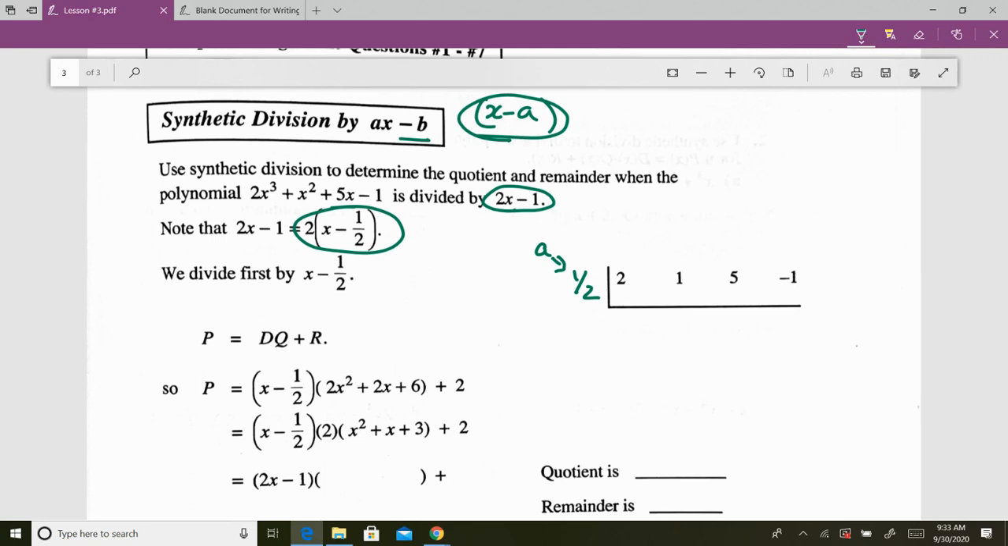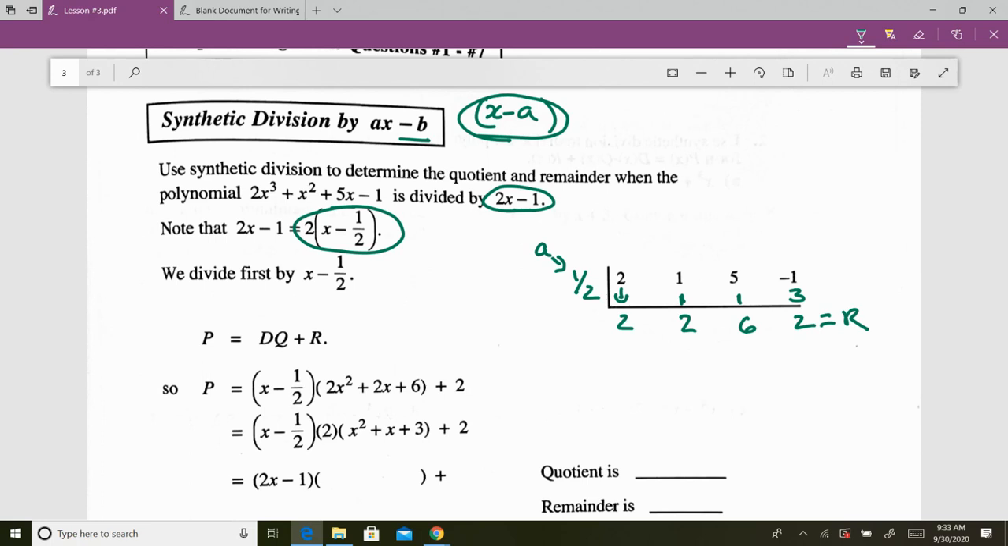And then you do the exact same thing. So drop the 2 down. What's a half times 2? 1. Add them again. Half times 2, 1. 5 and 1 is 6. What's half of 6? I like the hand signals. Negative 1 plus 3 is 2. All right, so there's your remainder.